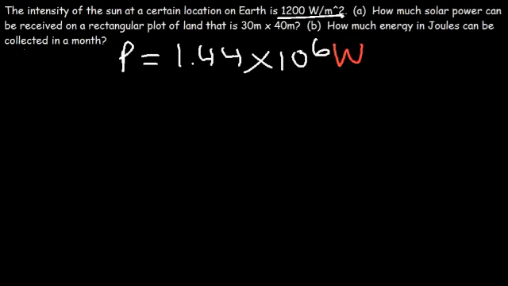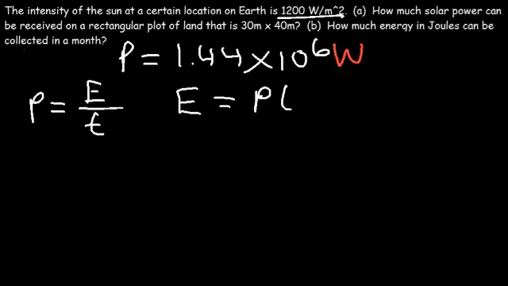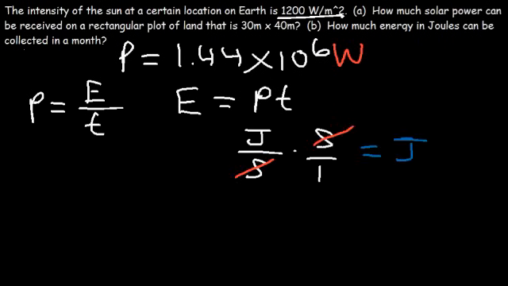So if you recall, power is energy divided by time. So if we multiply both sides by T, we can see that the energy is power multiplied by time. The power is measured in watts or joules per second. So if we multiply by the unit seconds, we can get the energy in joules. So how many seconds are in a month?